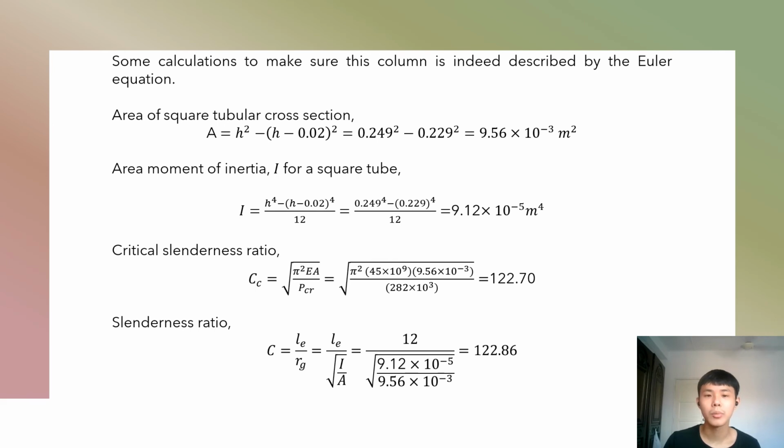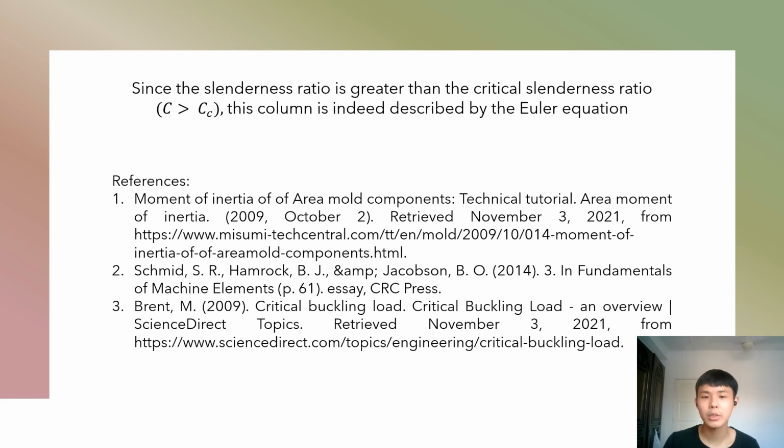We have to make some calculations to make sure this column is indeed described by the Euler equations. First of all, we calculate the area of cross section, which is 9.56 × 10⁻³, the area moment of inertia 9.12 × 10⁻⁵, the critical slenderness ratio 132.7, and the slenderness ratio 122.86. Since the slenderness ratio is greater than the critical slenderness ratio, this column is indeed described by the Euler equations.